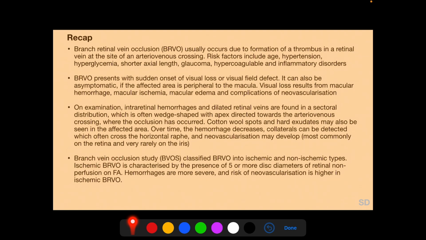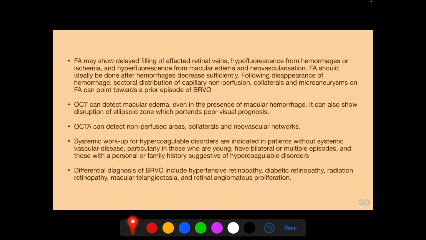The Branch Vein Occlusion Study or BVOS classified BRVO into ischemic and non-ischemic types. Ischemic BRVO is characterized by the presence of 5 or more disc diameters of retinal non-perfusion on fluorescein angiography. Hemorrhages are more severe and risk of neovascularization is higher in ischemic BRVO. Fluorescein angiography may show delayed filling of affected retinal veins, hypofluorescence from hemorrhages or ischemia, and hyperfluorescence from macular edema and neovascularization. Fluorescein angiography should ideally be done after hemorrhages decrease sufficiently.